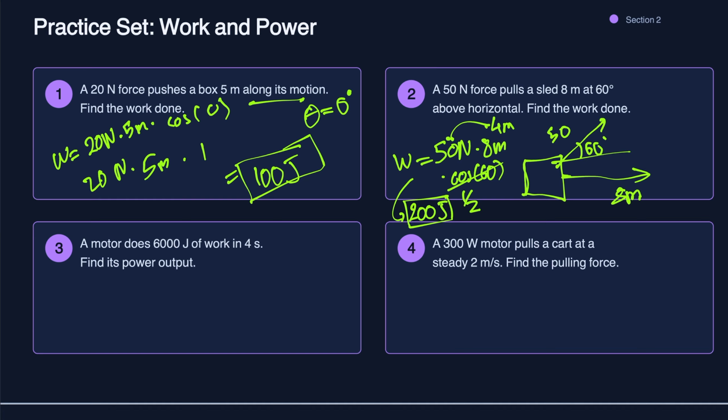Okay. A motor does 6,000 joules of work in 4 seconds. Find its power output. Well, this is pretty simple, right? Power is just work over time. So if you're already given the work, which is 6,000, and the time, so 6,000 joules over 4 seconds, then it's pretty simple, right? You just divide 6,000 by 4, which is going to give you 1,500 watts.